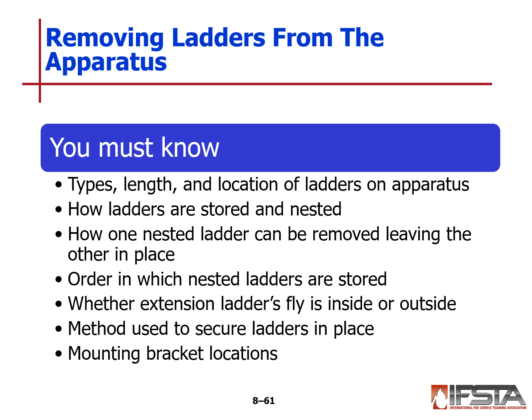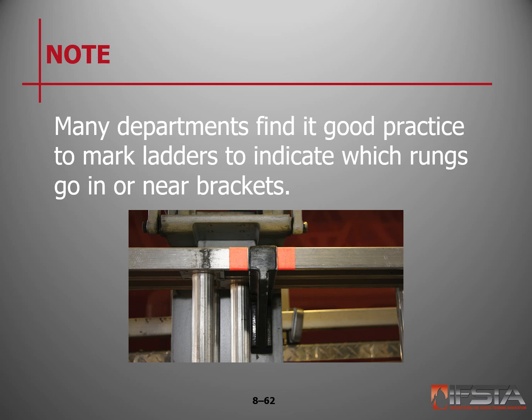Whether the extension ladders' fly is inside or outside, we have to know on a particular apparatus, and then the method used to secure the ladders in place, any mounting brackets, where they're located. We'll usually mark the ladder before or after the rung with a piece of tape or a paint marker, so we'll know exactly where that ladder hangs on the rack. Many departments find it good practice to mark their ladders to indicate which rungs go near the brackets. So this is kind of what I'm talking about here. Right here we see two pieces of tape that are marking exactly how this ladder is going to hang on the mount.